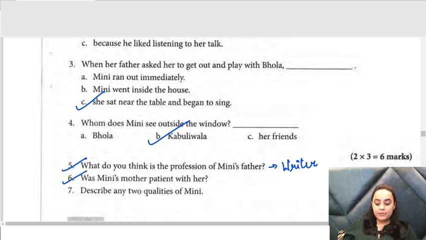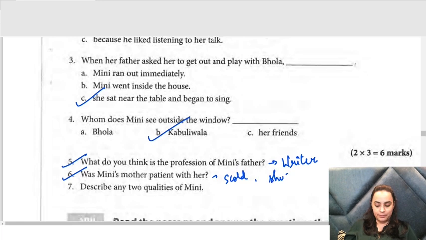Was Minnie's mother patient with her? Did she have the patience to listen to Minnie all day long? No, she was a little impatient because we have read that she would scold Minnie and would ask her to shut up. So this shows that she was not that patient with Minnie.